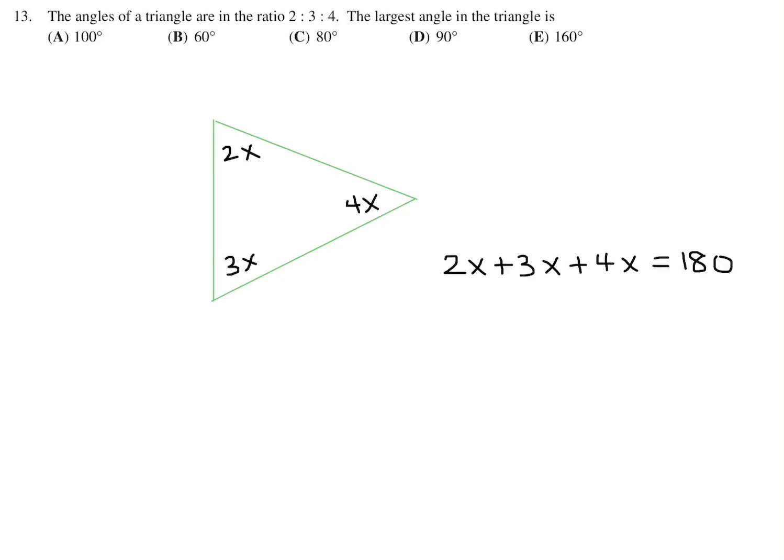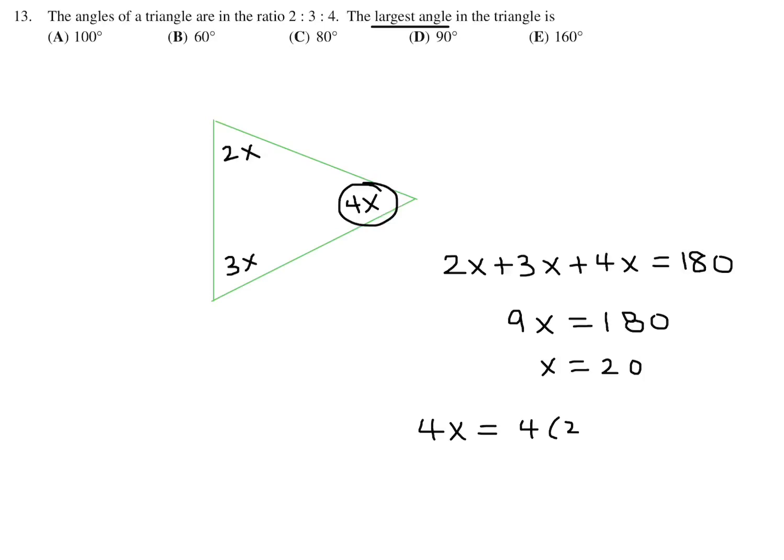So if you add this, you've got 2 plus 3 plus 4, which is 9x, is equal to 180. And therefore x is equal to 20. But that's not what they're asking. They're asking you the largest angle. Well, the largest angle is 4x, and therefore 4x would be 4 times 20, which is 80. So number 13, the answer is C.